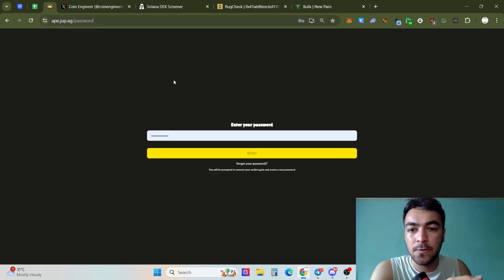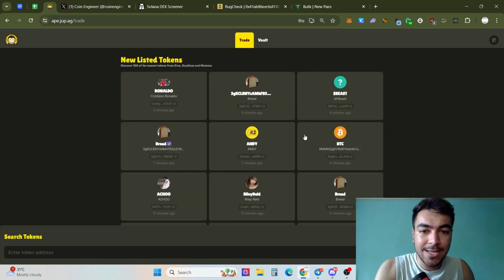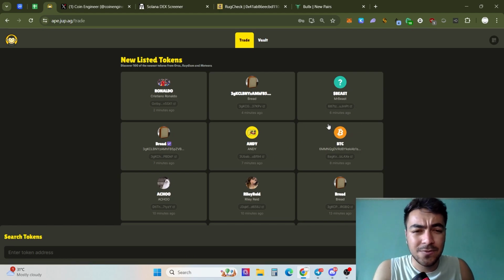For example, first of all, you need to enter your password and then connect your own Phantom wallet or another alternative Solana wallet. I had already entered my password and clicked enter. And then you will see some meme coins on my screen, but there are a lot of rugs and a lot of warnings.